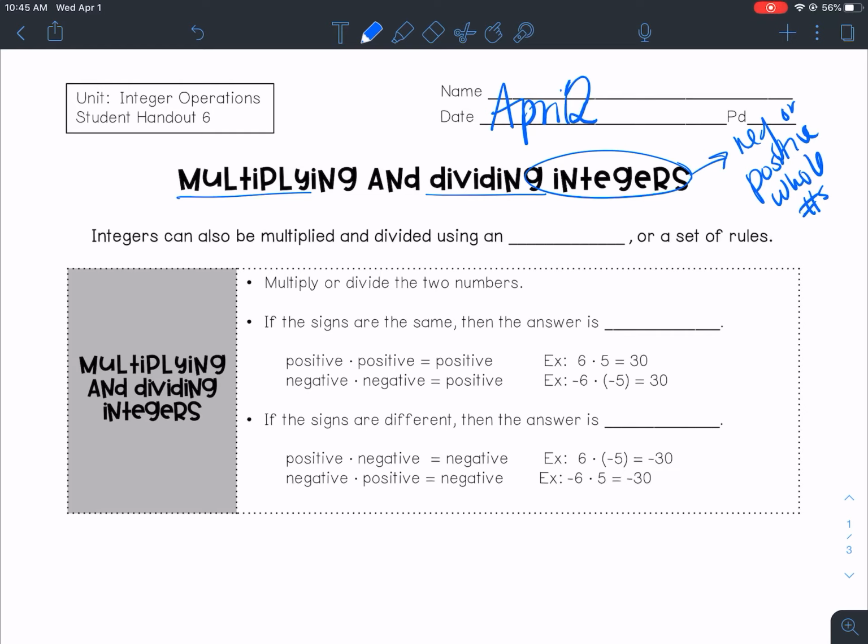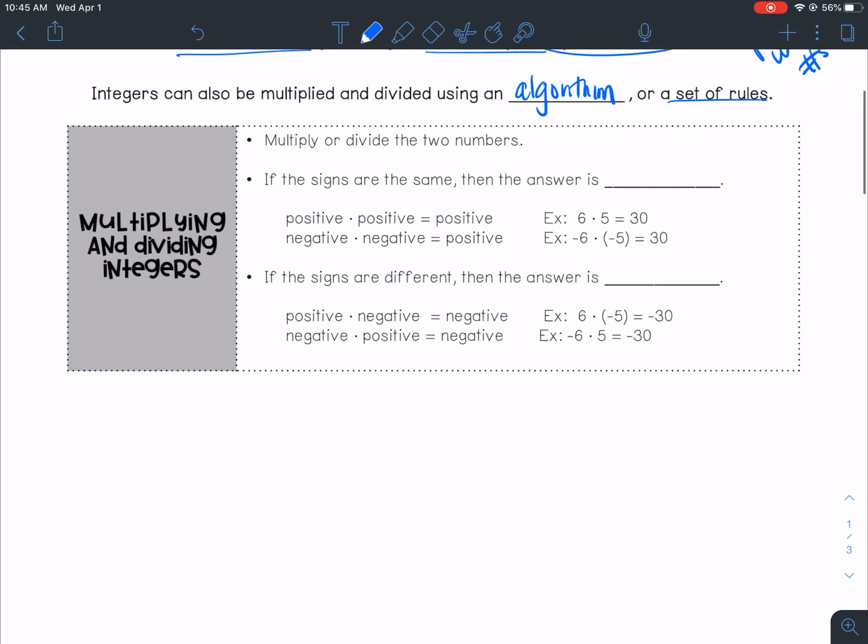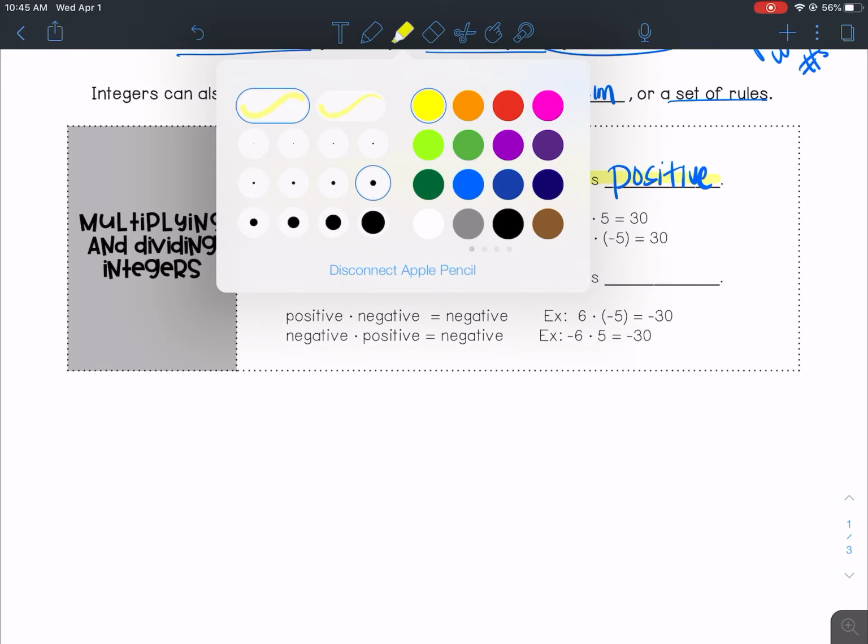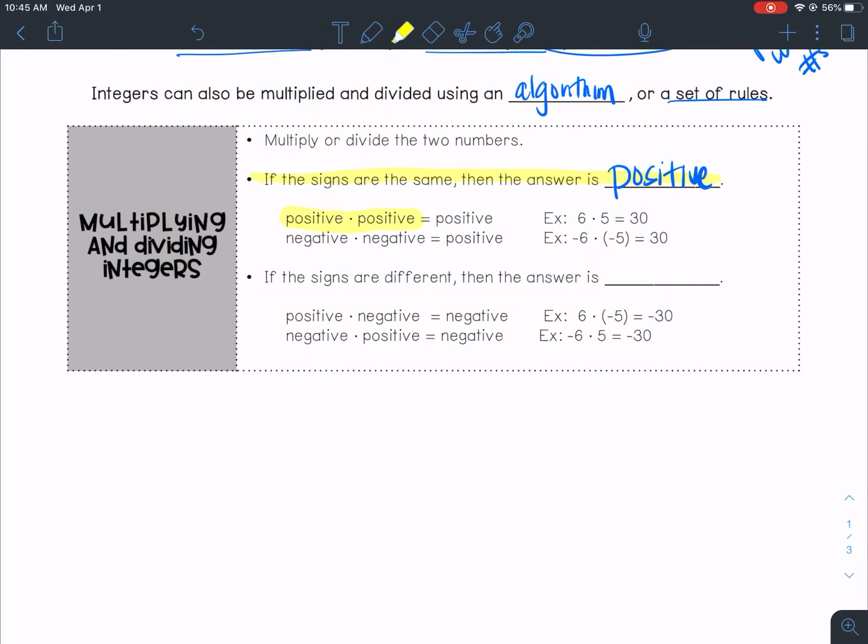Integers can also be multiplied and divided using an algorithm. Like I said yesterday, it sounds like such a complicated word, but an algorithm is basically a set of rules. So we have rules that we use when we are multiplying and dividing integers. When I multiply or divide two numbers, if the signs are the same, then the answer is positive. You will write this down. If the signs are the same, the answer is positive. So that means a positive times a positive is a positive, and a negative times a negative is also a positive.